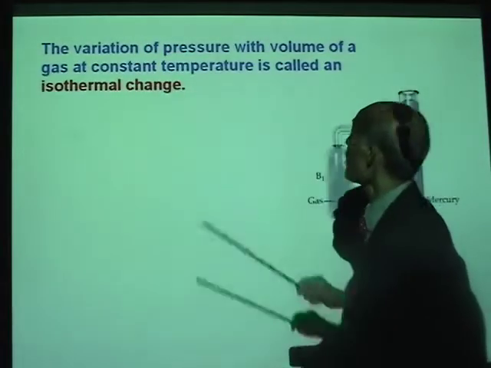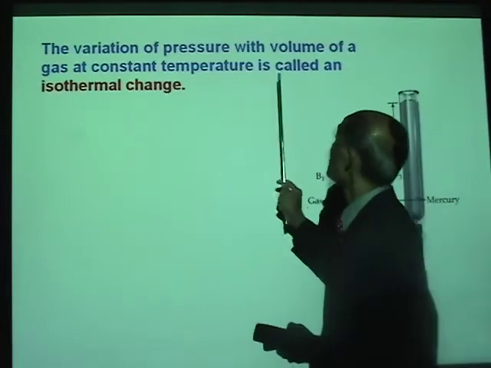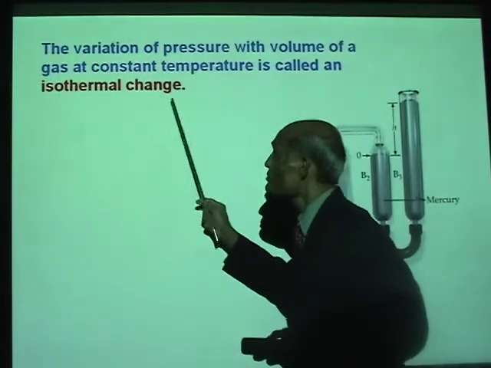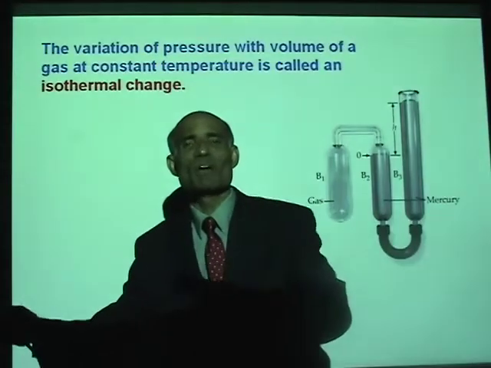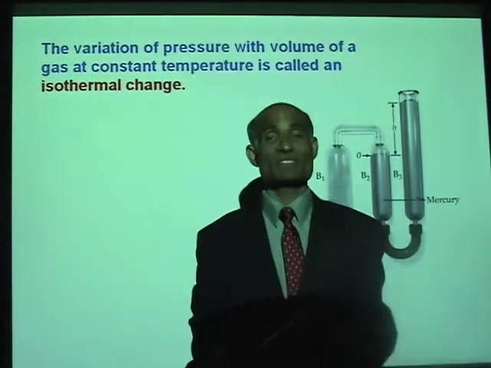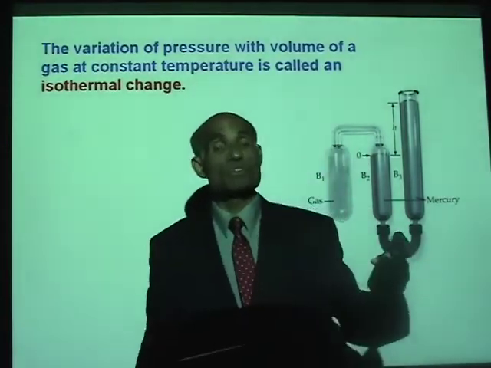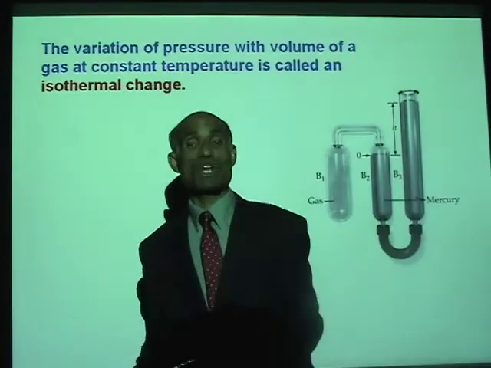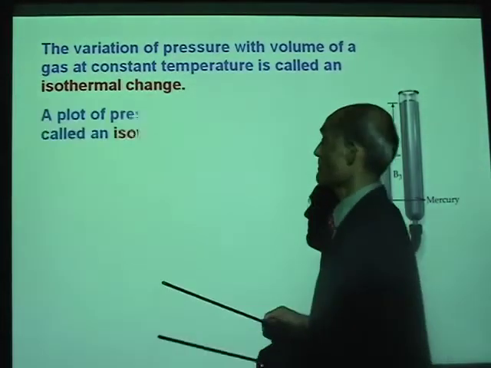The variation of pressure with volume of a gas at constant temperature is called an isothermal change. What's the meaning of isothermal? Isothermal means when temperature remains a constant. So any change that happens when the temperature remains a constant is called an isothermal change.